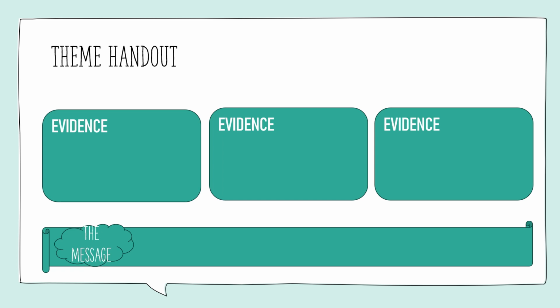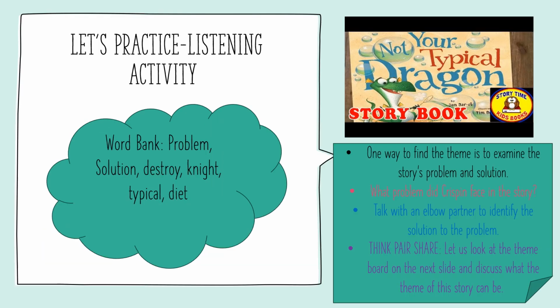But I use this as a graphic organizer so we can write down our evidence from the text to support our thinking. So first, there is a book called Not Your Typical Dragon, and before we begin, we talk about what is a problem, what is a solution, what does destroy mean, what is a knight, what does the word typical mean, and diet. So we would really focus on those words because they're going to be part of the story, and problem and solution are also part of our language standard and how we can use those to help us relate them back to the theme.